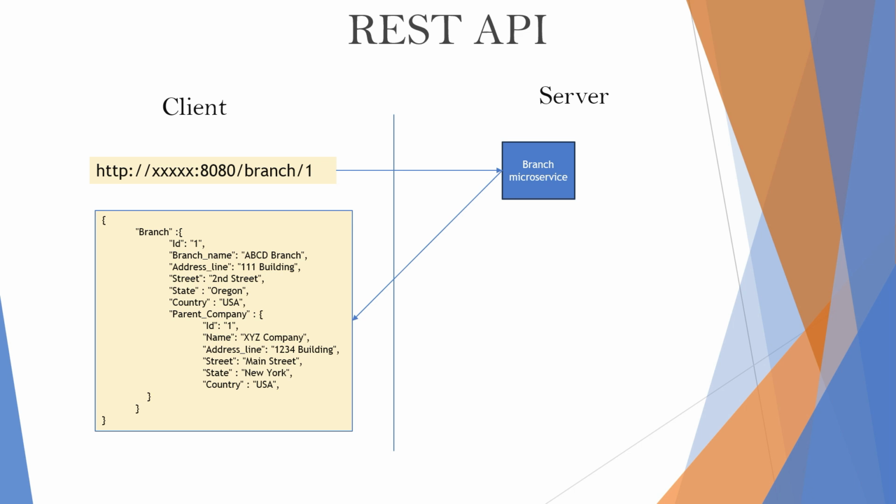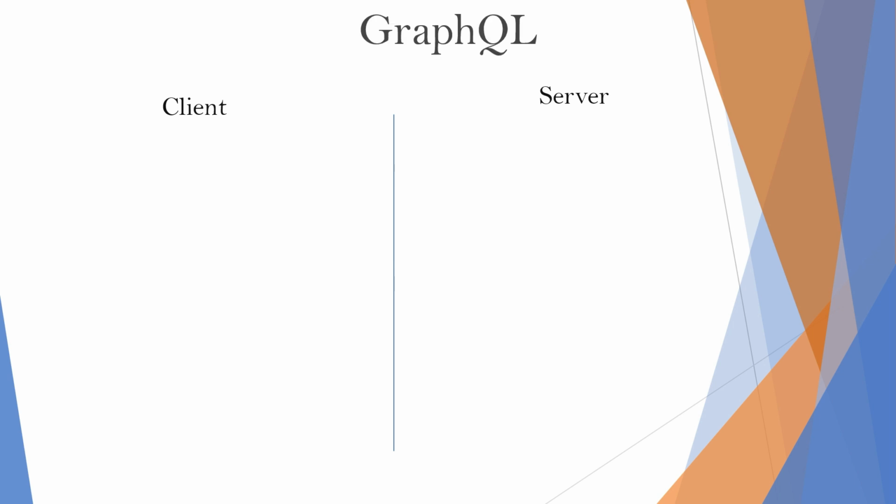But here, client may need only the branch name or branch name and state. Client has no choice to mention what he needs from the API. That means he doesn't have any option to query the result of the API in the server side. In the client side, you can do. That means the whole data is sent over the network to the client side, and we are going to write the code to filter out whatever we don't need. In the case of GraphQL, that limitation is removed.